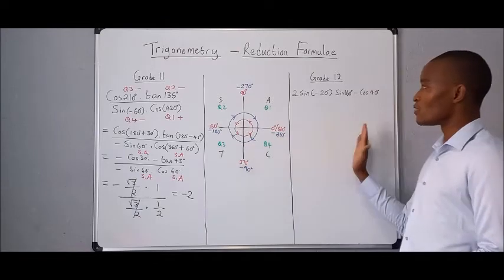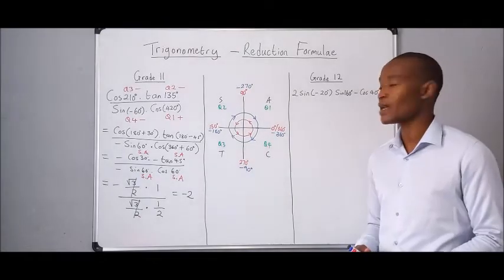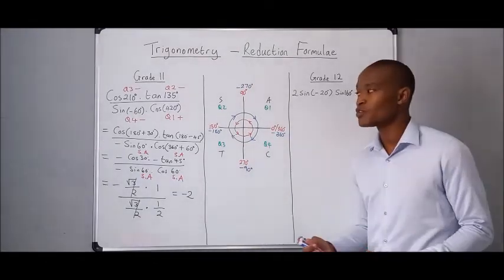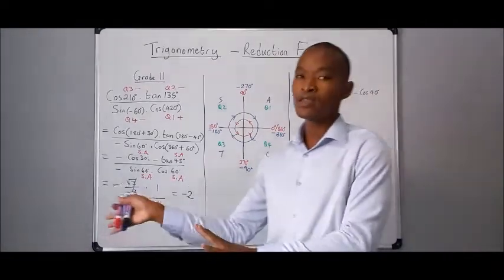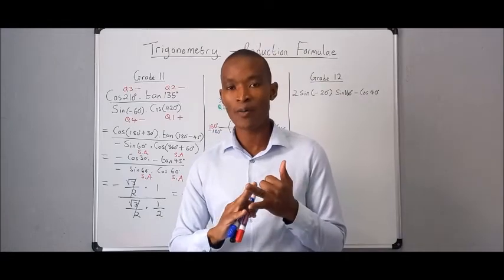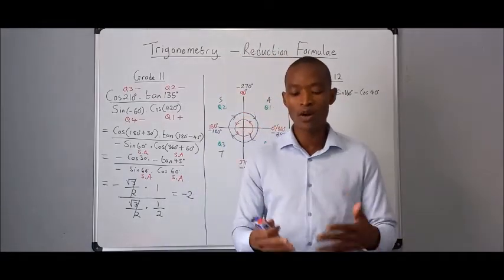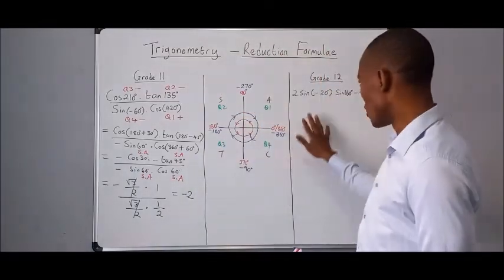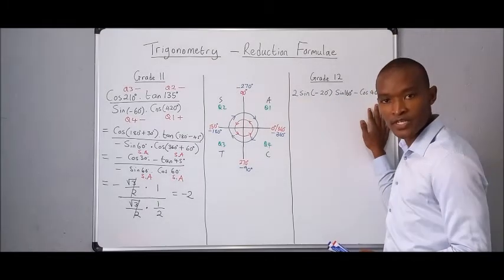And we are now moving over to grade 12. For grade 12 students, definitely be aware that coming from grade 11, the only new thing that we introduce is double angle identities and compound angle identities, which form part of simplification of trigonometric expressions.